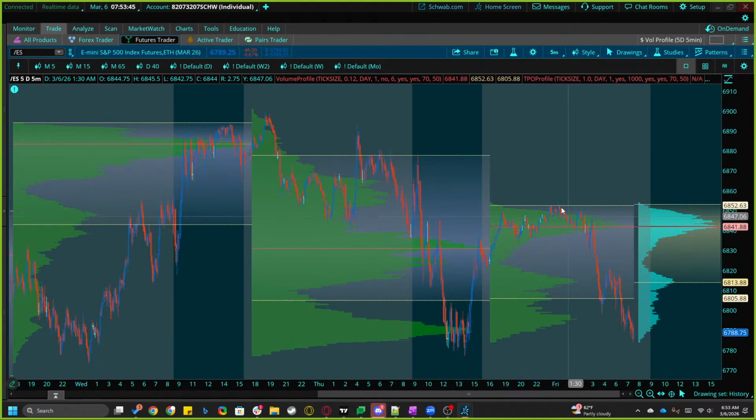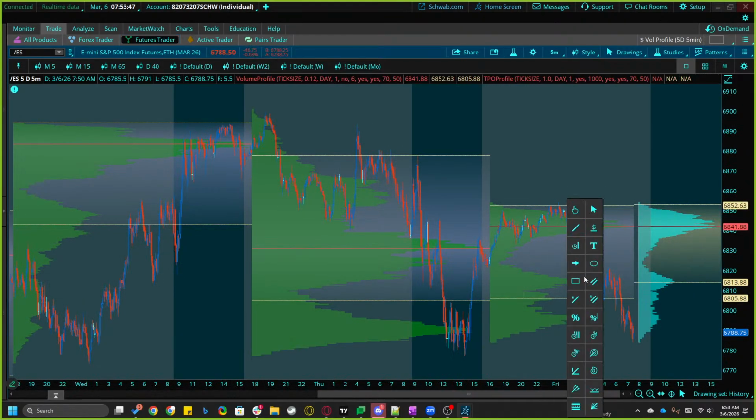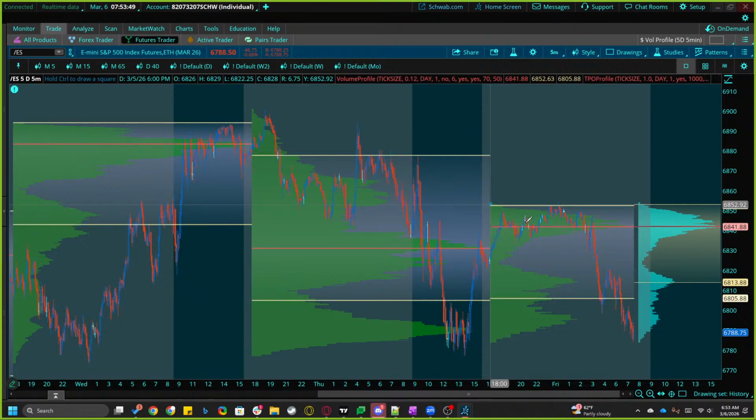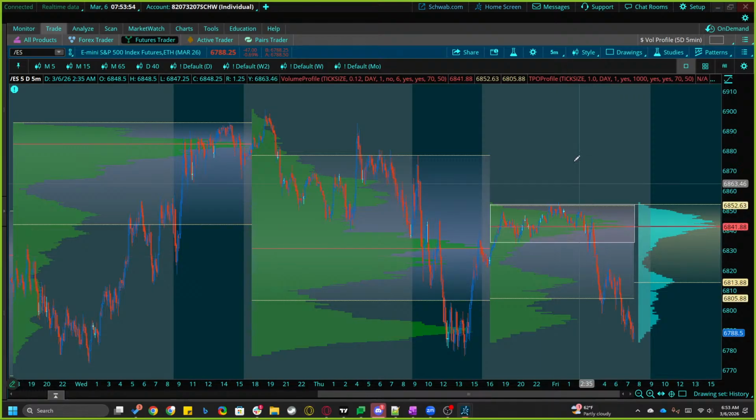Lots of distribution last night in this upper zone, which makes sense because that's where we spent the most time. And the day is half done. We spent half of it already? Half of half a day up here. So that makes sense.